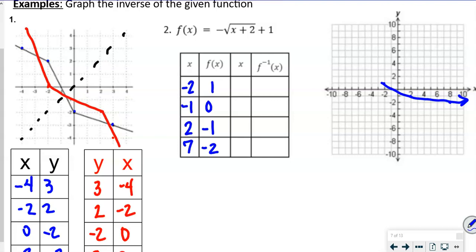So now we're going to do the inverse of that, and we're going to flip the x and the y. So this is going to be 1 because that was my y, and this is going to be -2. And then this is going to be (0, -1) and (-1, 2) and (-2, 7).